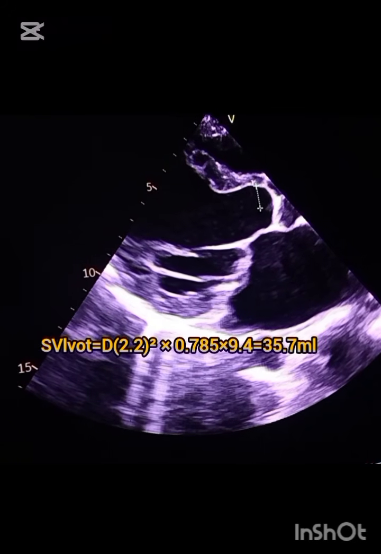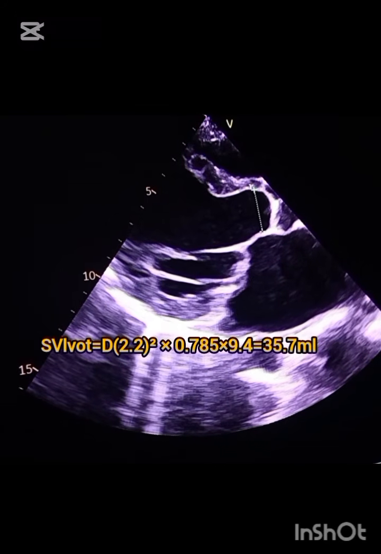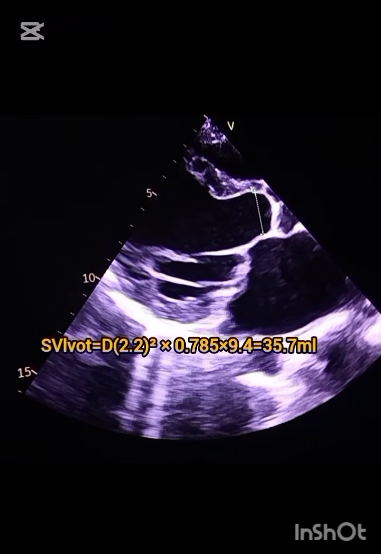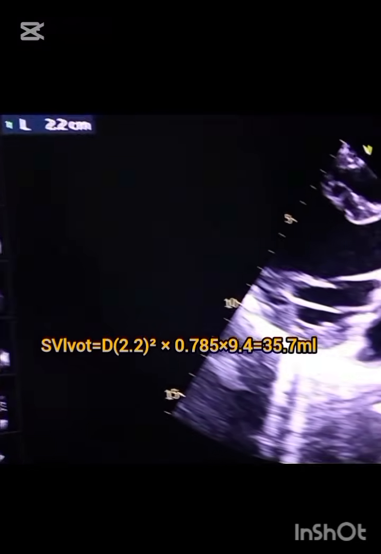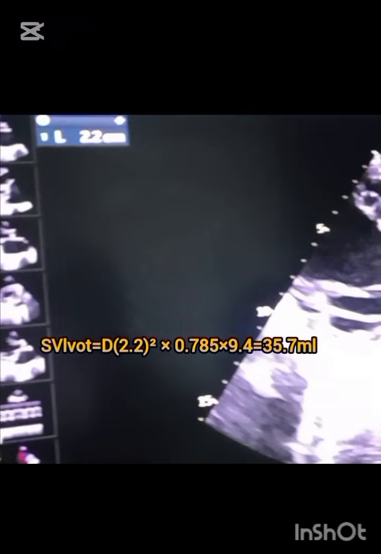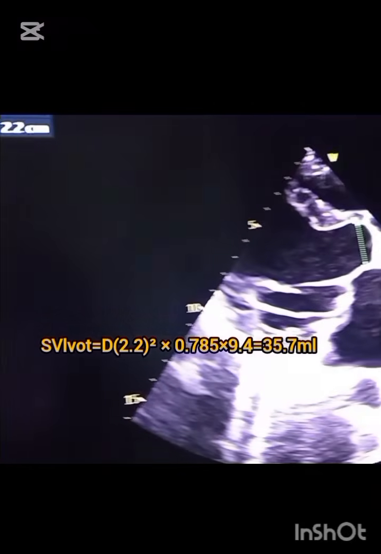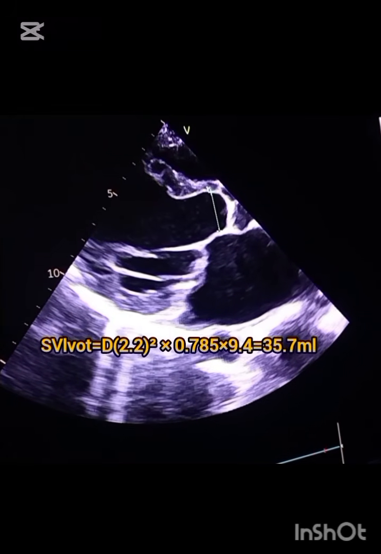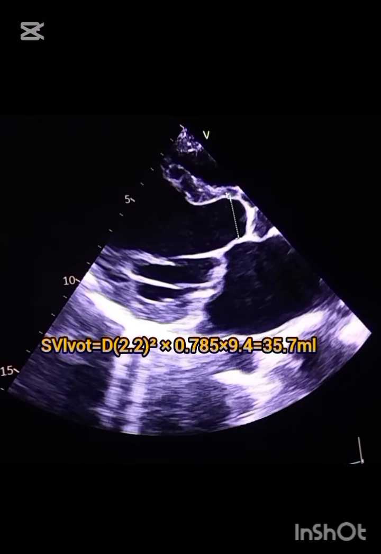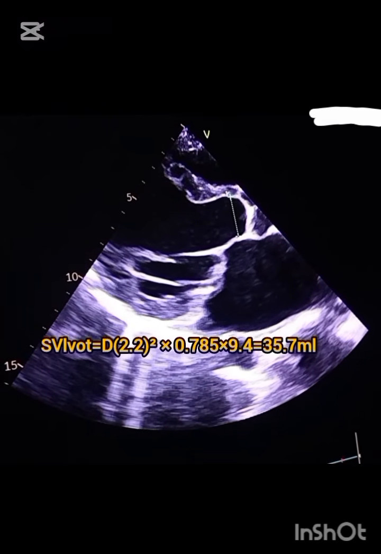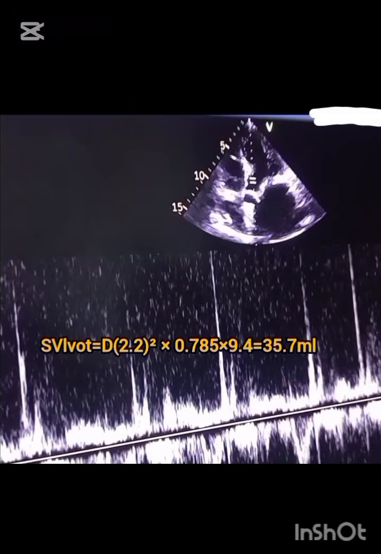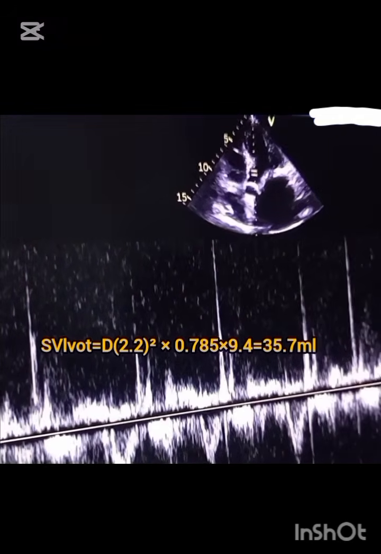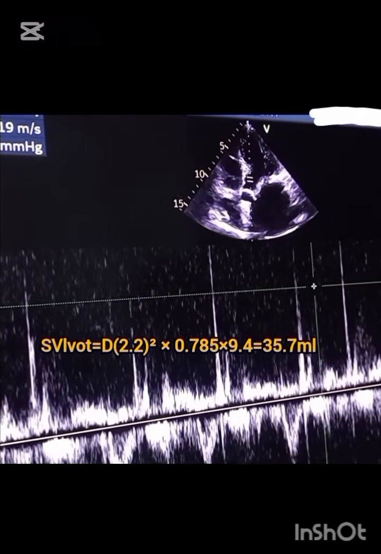First we measure the LVOT diameter. The LVOT diameter we have is 2.2 centimeter, as you see in the video. In the stroke volume formula, I have diameter squared, which is 2.2, multiplied by the constant 0.785, multiplied by 9.4, which is the velocity time integral you see in the video.